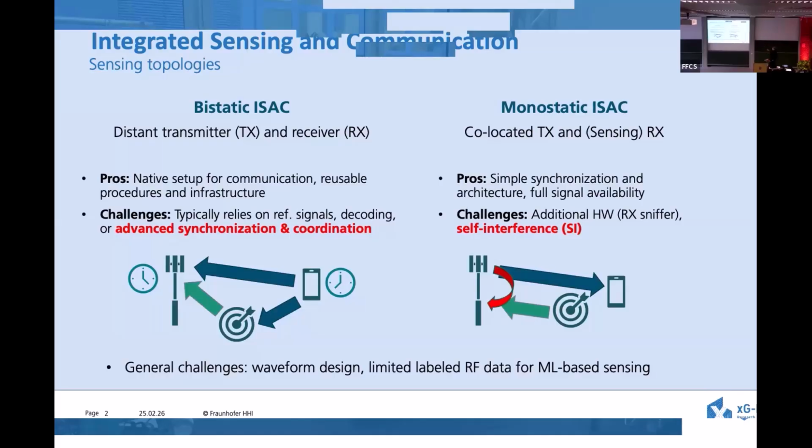And then on the other hand, we have monostatic ISAC. In this case, the transmitter is collocated with the sensing receiver. And here, of course, the advantage is that we have a perfect synchronization, more or less. And also full signal availability, because the sensing receiver knows what the transmitter transmits. But there's a big challenge, self-interference. We can have a strong self-interference, and this is something we have to cope with.